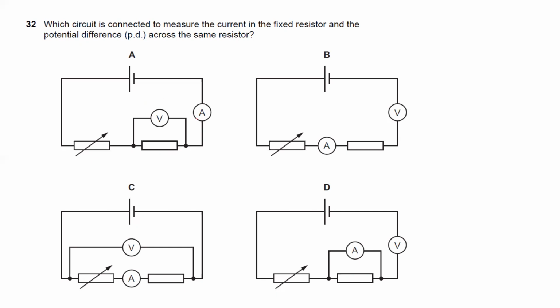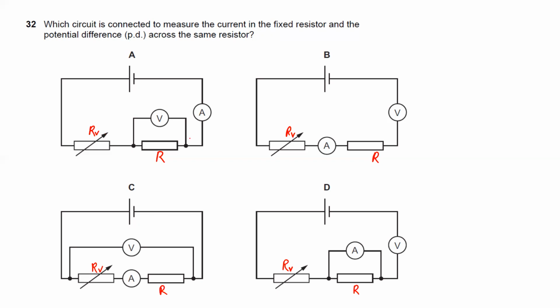So here we have a source. Remember, the voltmeter must be connected across the component. So this is our fixed resistor, and this is the variable resistor, in each circuit. So the voltmeter must be connected in parallel, and the ammeter must be connected in series with the resistor.